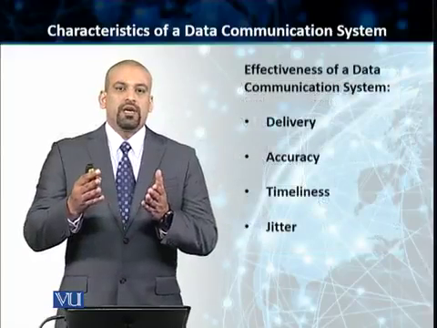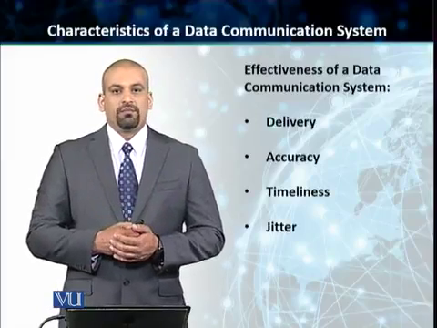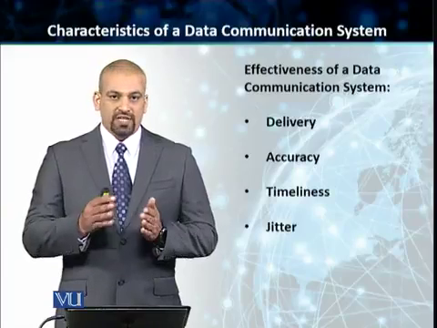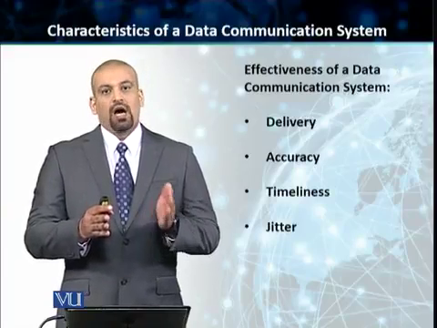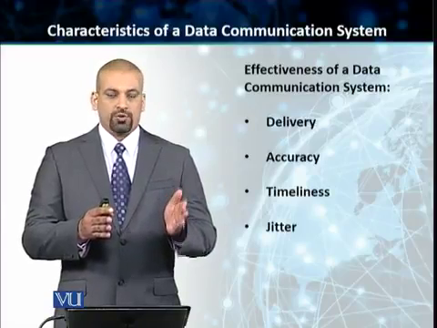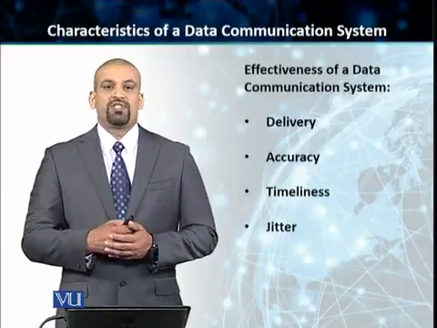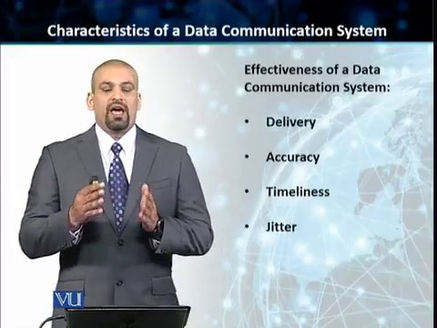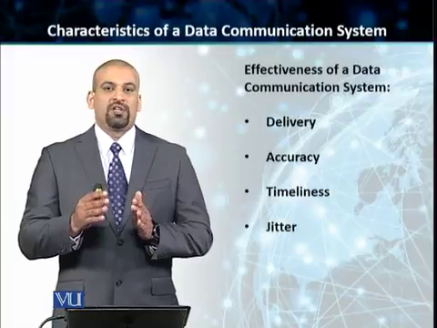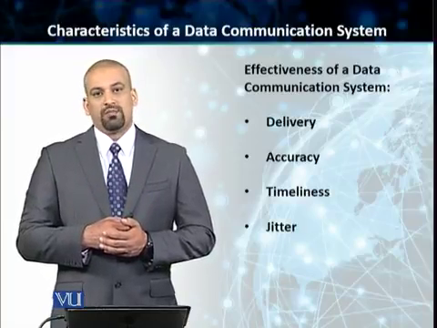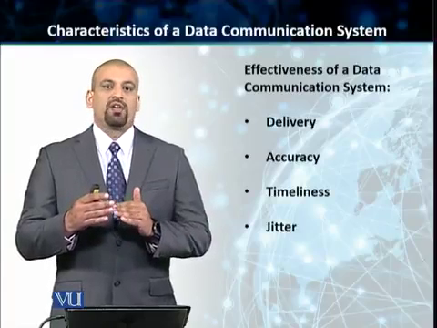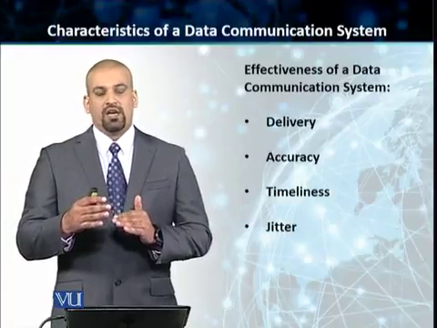So students, in this example of an email reaching from point A to point B, you have seen how a text that you have produced in your computer reaches from the source all the way to the destination where you want to send it, and how it has to adhere to the characteristics of an efficient communication model or system in terms of its delivery, in terms of accuracy, in terms of timeliness, and in terms of jitter.